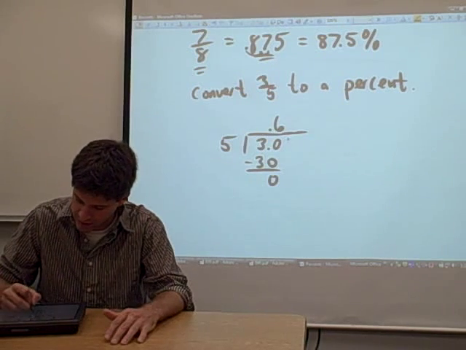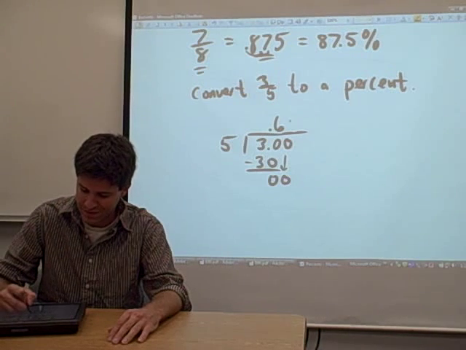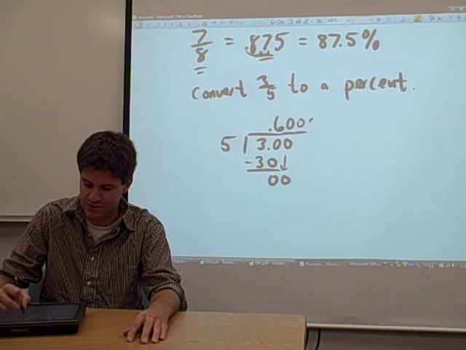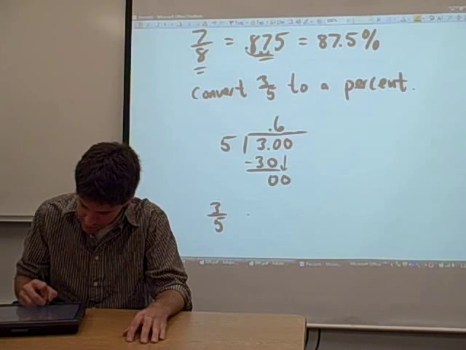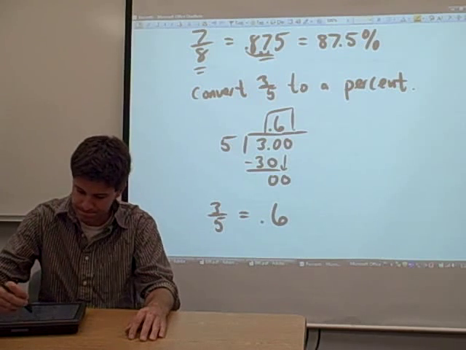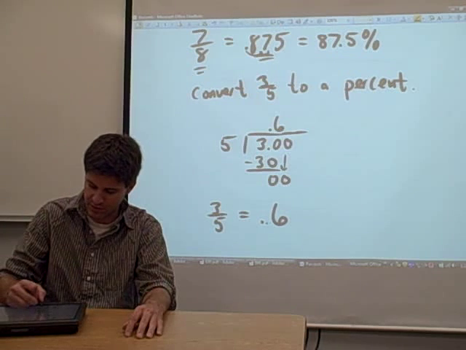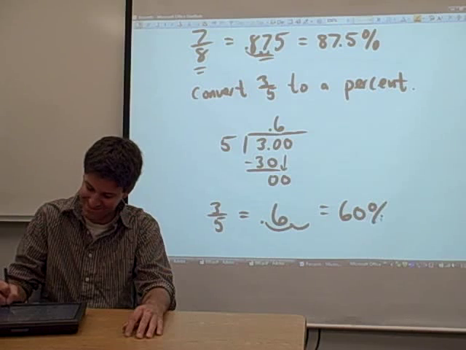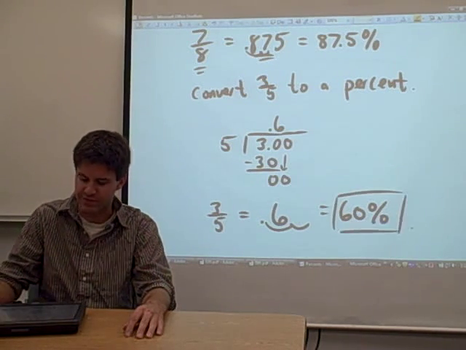If you wanted to keep going, you could always add a 0, bring the 0 down, and then continue the long division process, but you just get a bunch of zeros up here. So there's no need. We've converted 3/5 into a decimal, 0.6. Now to convert that decimal into a percent, it's really easy. We just move the decimal 2 places to the right. Move it 2 places to the right, we get 60, tack on a percent, and there's your answer, 60%.